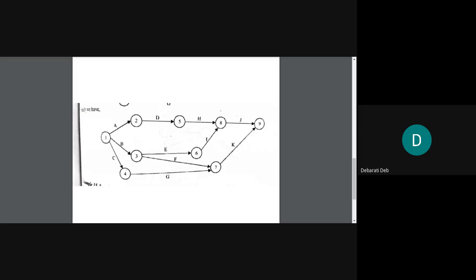So what are the activities you can see? We have A, B, C, D, E, F, G, H, I, J, K. We have activities till K, right? But here the direct predecessor is not given. Less than is mentioned like that.